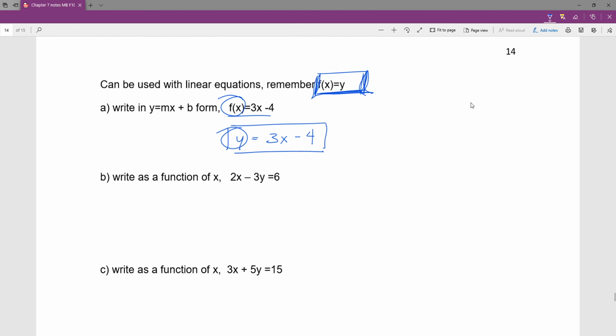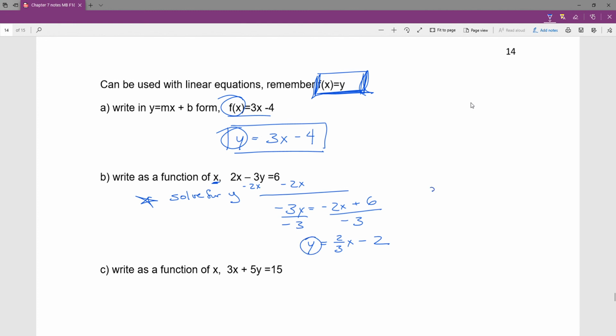If I were to go the other way here, write as a function of x, I would have to solve for y first. So I'd have minus 2x on both sides. I'd have -3y equaling -2x plus 6. Divide by -3 everywhere. And I'd get that y equals 2/3 x minus 2. Well, if I want to write it as a function of x, all I need to do is replace the y with the f of x notation, that function notation.